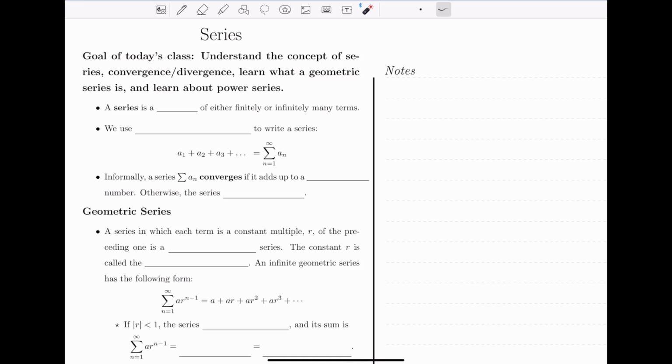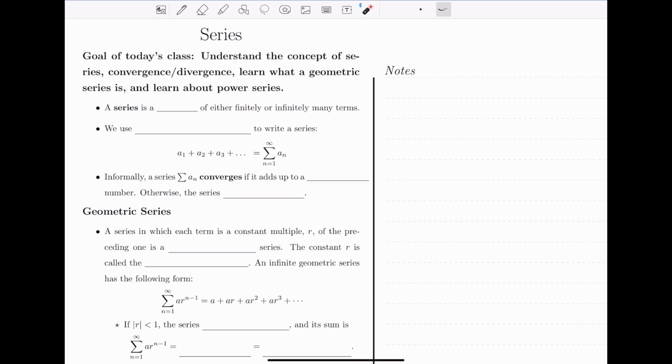This video is an introduction to the topic of series. We want to understand what exactly a series is. We'll look at the idea of convergence versus divergence. We will learn specifically what a geometric series is, and we'll also see what a power series is.